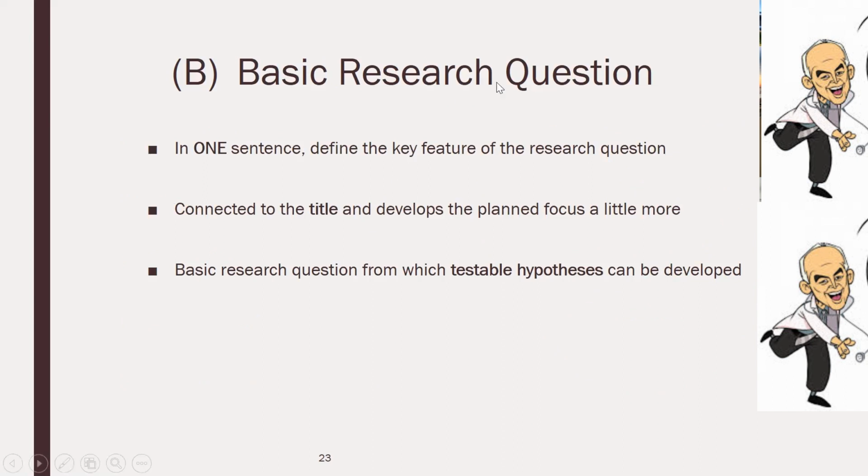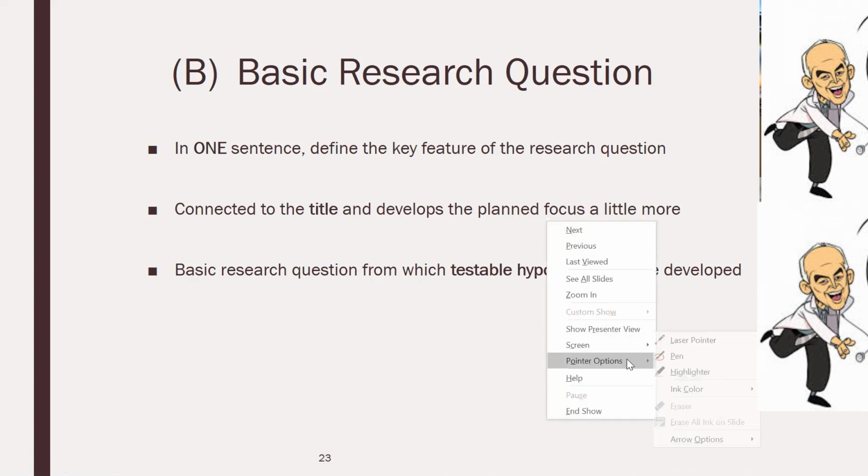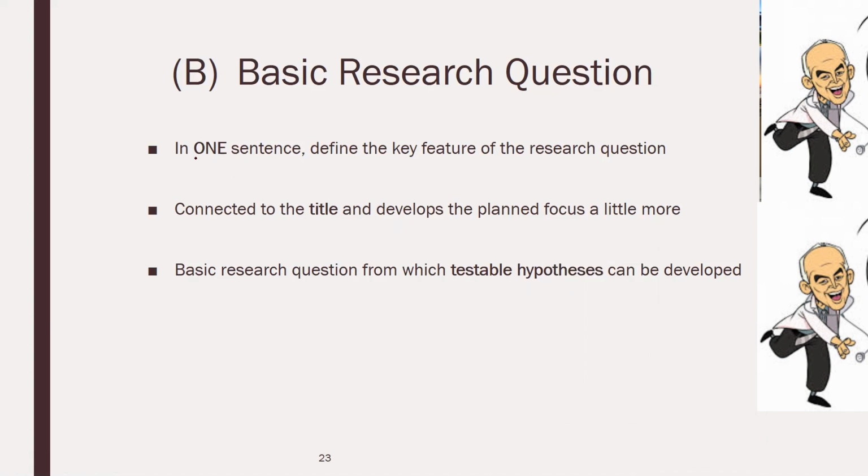Now let's move to the basic research question. As it says, it's a question. It should be one sentence, and it should be linked to the title of the paper. The title of the paper should be clearly linked to that. And then later on, the research question should be linked to the testable hypothesis. So the research question should be linked to the title, which comes before it, and it should be linked to the testable hypothesis.